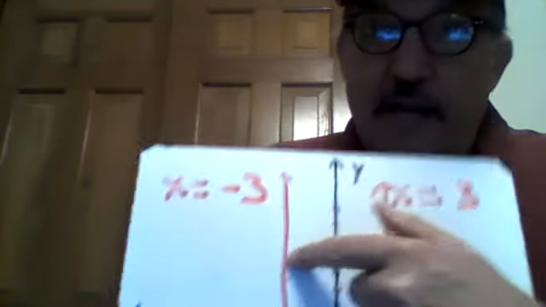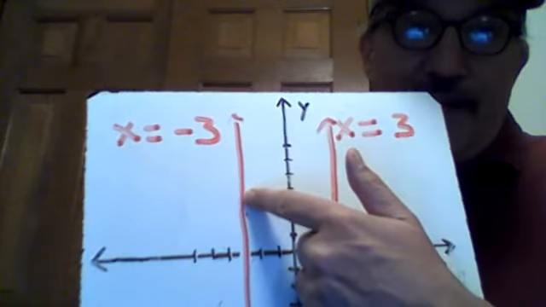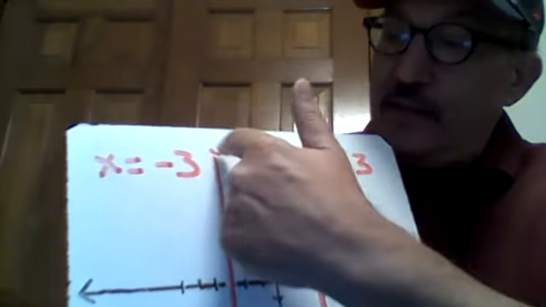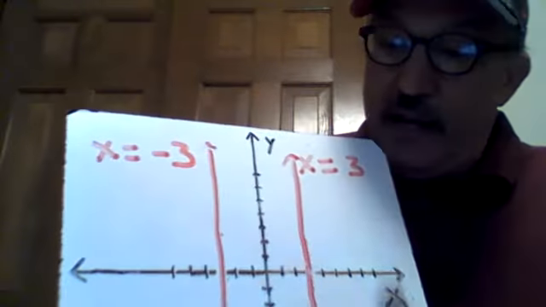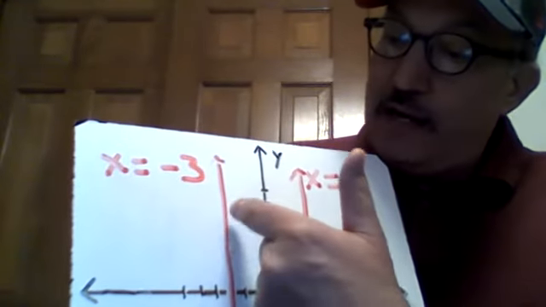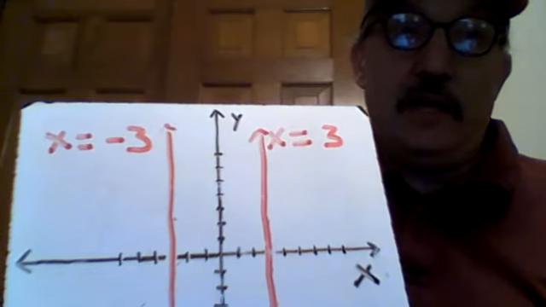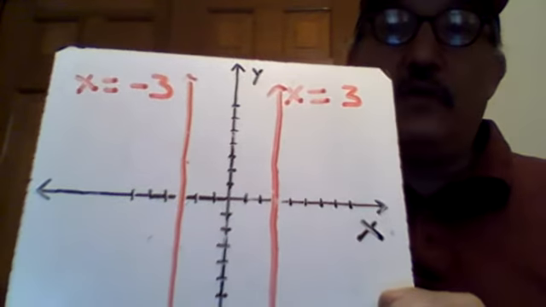This vertical line here, every point on this vertical line has an x coordinate of -3. And the only place in the plane where x equals -3 is on that vertical line. If we stray to the left or to the right, then the x is no longer -3. So this is how the vertical lines work.